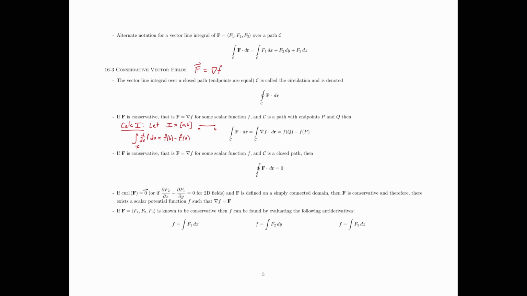It's the 0 vector. So I should correct that. So if the curl of f is the 0 vector for 3 dimensions, so this right here is for 3-dimensional vector fields, and this right here tells you for 2-dimensional fields that this difference is equal to 0. If that's true and our vector field is defined on a simply connected domain, then f is conservative, and then we know that such a function little f does exist.